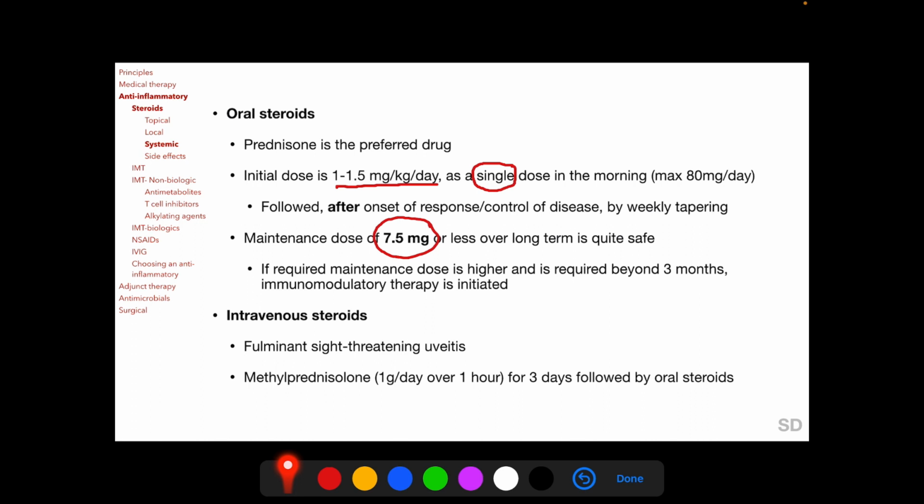Intravenous steroids are indicated in fulminant sight-threatening uveitis, and methylprednisolone is the preferred steroid for intravenous injections. The dosage is 1 gram per day, and this 1 gram is infused over 1 hour. This dosage is given for 3 to 5 days, followed by oral steroids.